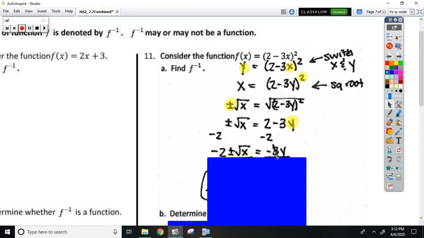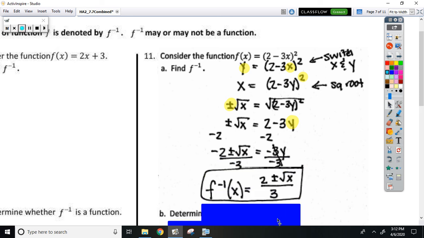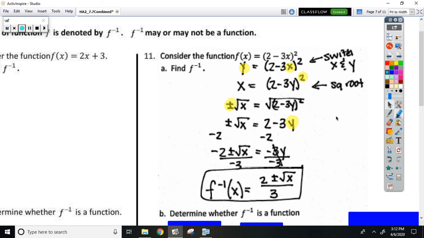Then undo multiplication of -3 with division of -3. Notice here that the two negatives will cancel each other out to get us a positive 2/3.